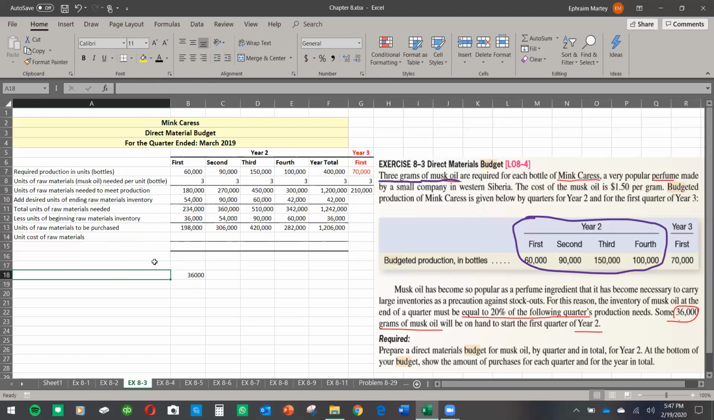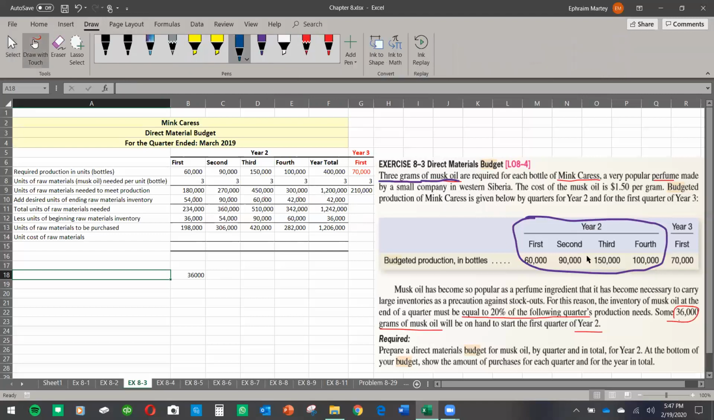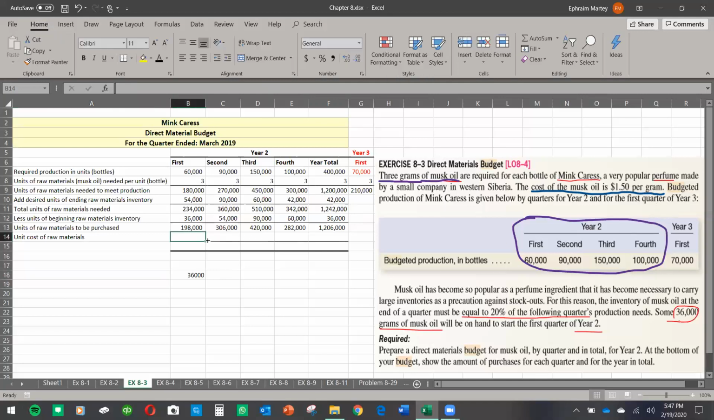So now we do have unit cost of raw material. How much does 1 gram of musk oil cost? Now we go to the information and it says the cost of musk oil is $1.5 per gram. So 1 gram costs $1.5. So we just put it here: $1.5, $1.5, $1.5, and $1.5. Put everything here.